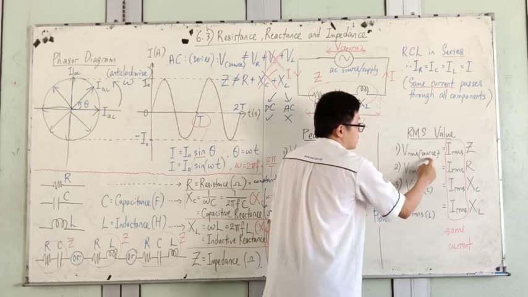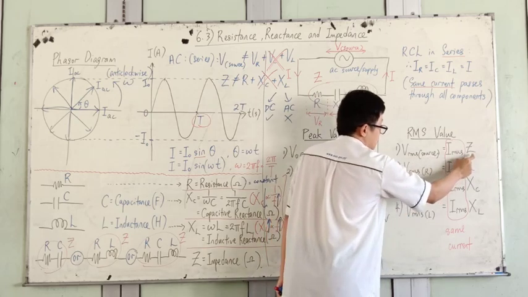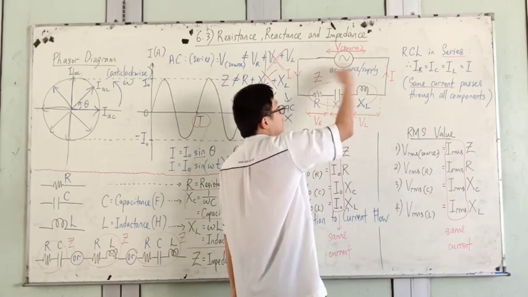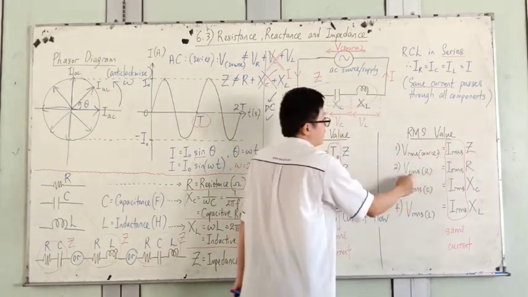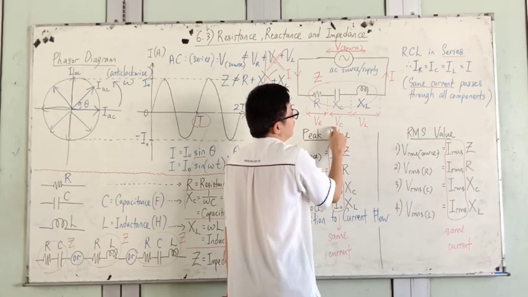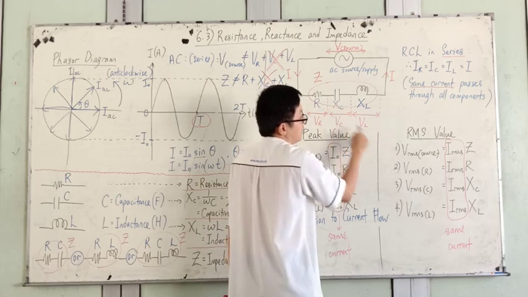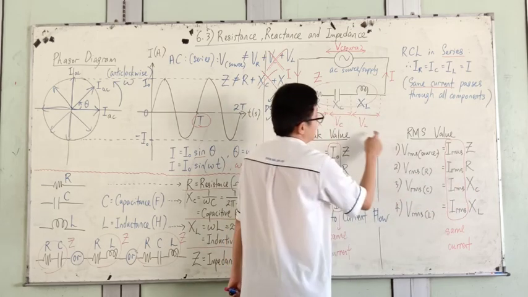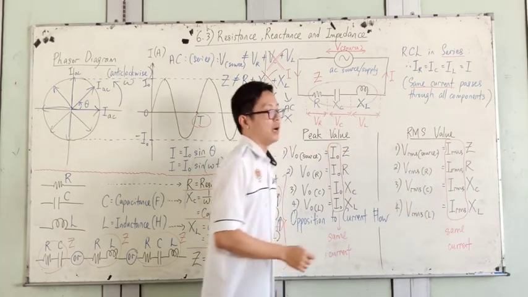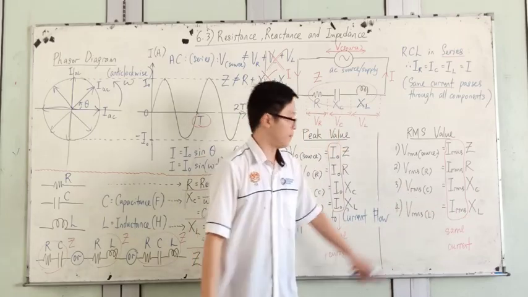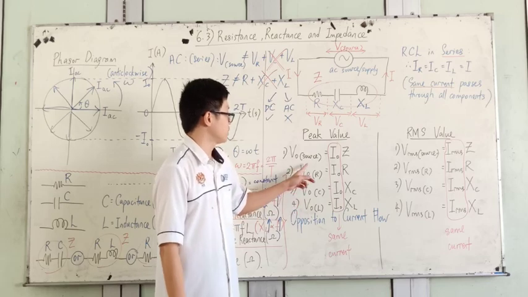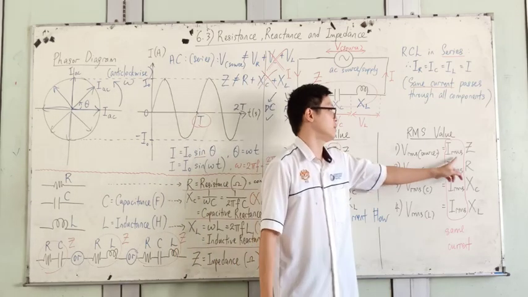So when V source, then I RMS Z. Source means the total voltage, responsible for the whole impedance. The voltage across the resistor is responsible only for the resistor. The voltage across the capacitor is responsible for the capacitor only, XC. The voltage across the inductor is responsible for the inductor only, XL. So V naught source equals I naught Z, and V RMS source equals I RMS Z.